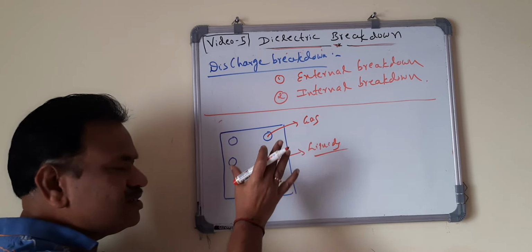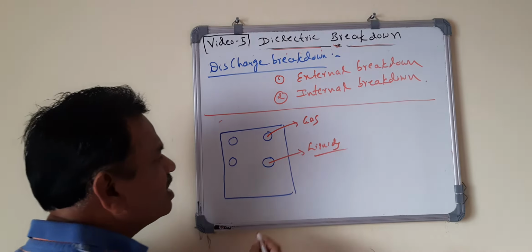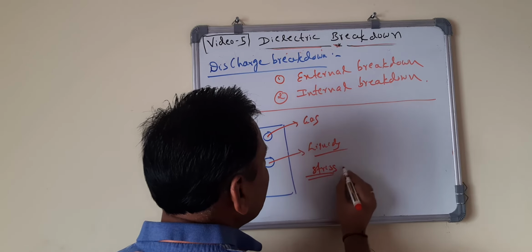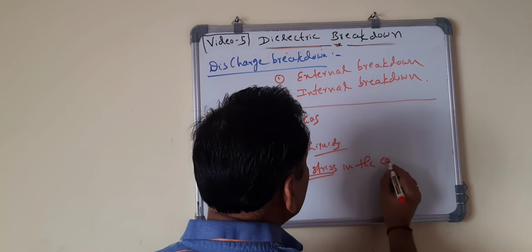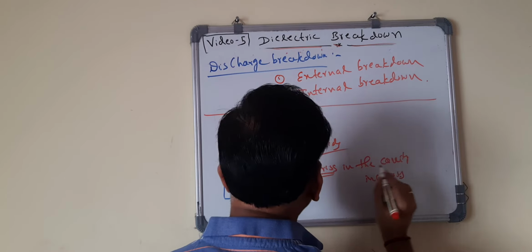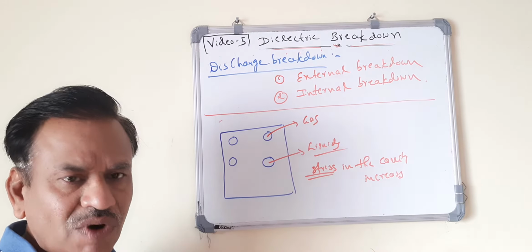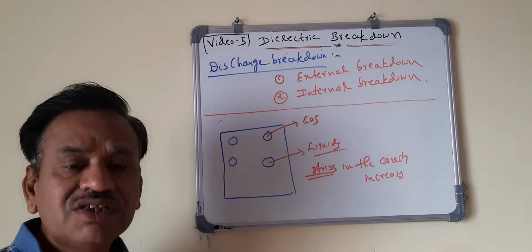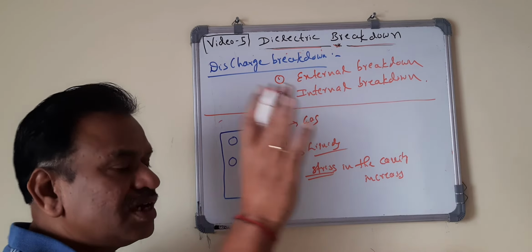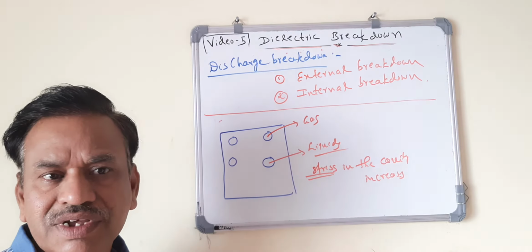As temperature increases, what happens? The gas expands. The liquid expands. Here the stress in the cavity increases, which leads to what? The breakdown. Once breakdown occurs, free charge carriers are present here. Once the charges are free, the material no longer behaves like an insulator. It becomes a good conductor.